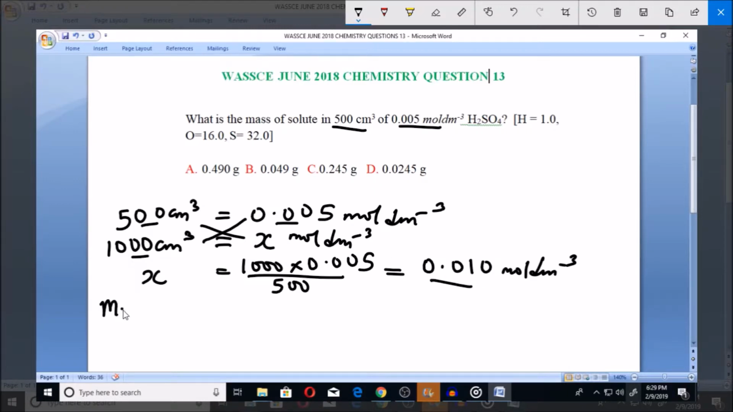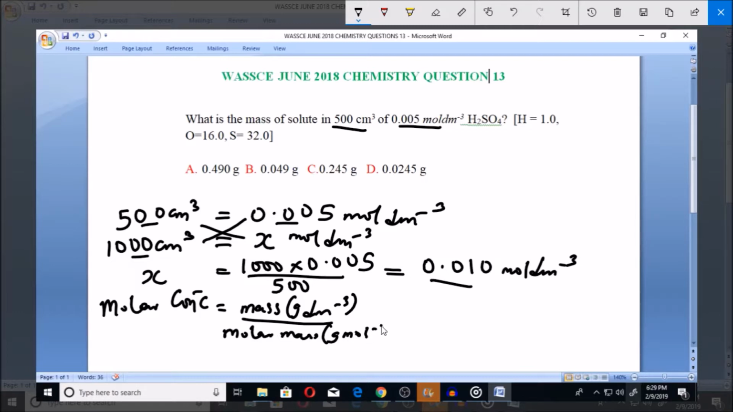Now, using the formula that molar concentration is equal to mass in gram per dm³ all over molar mass, which is in gram per mole, of the H2SO4. So that is the relationship. Given this relationship, you don't actually know the mass, which is what you are told to find.